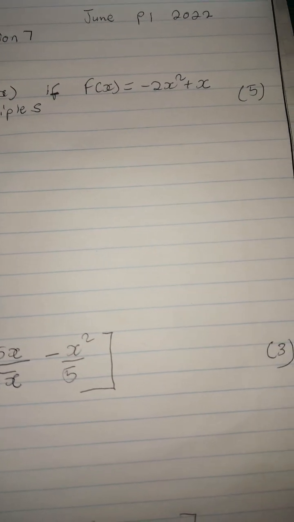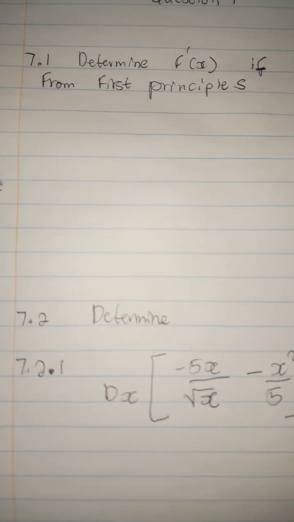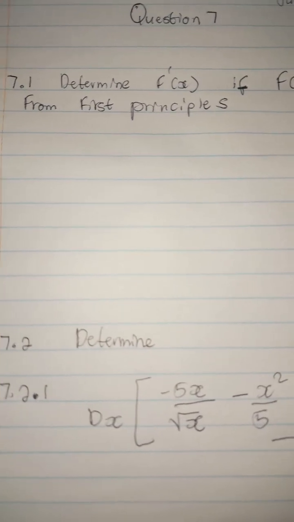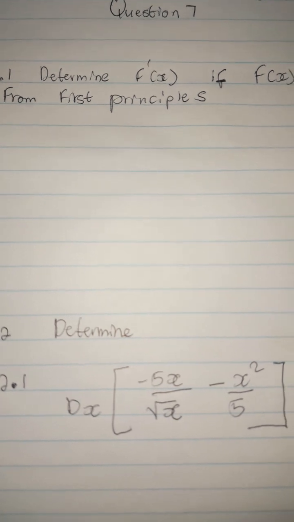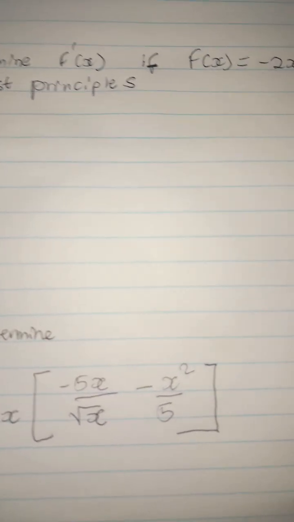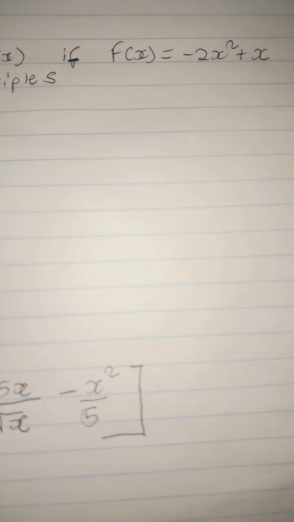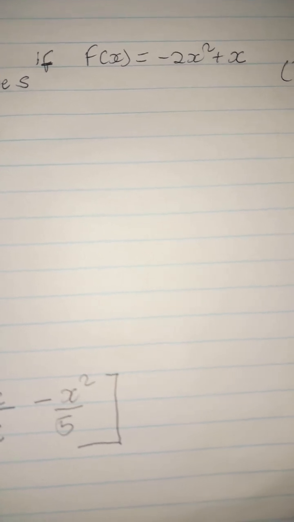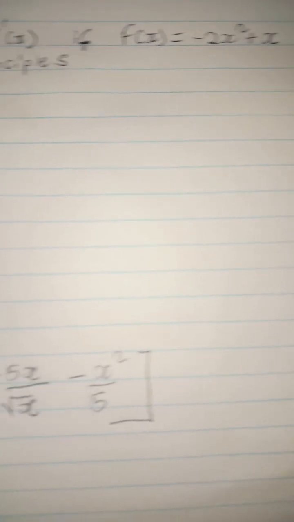Without wasting time, let's get to today's video. Firstly, we are given: determine the derivative of f(x) if f(x) equals negative 2x squared plus x, and that's 5 marks.